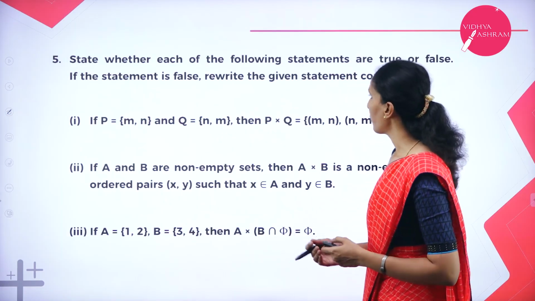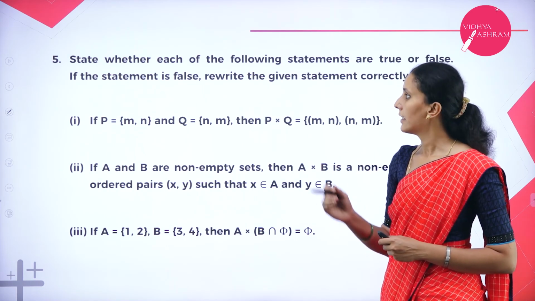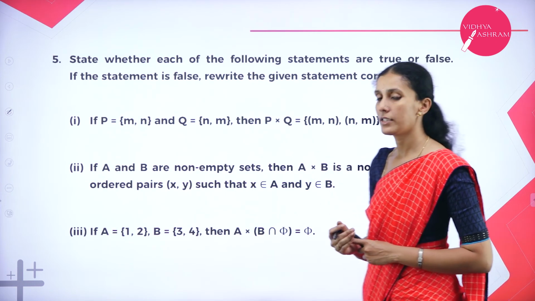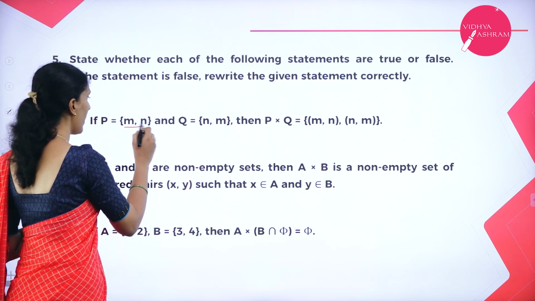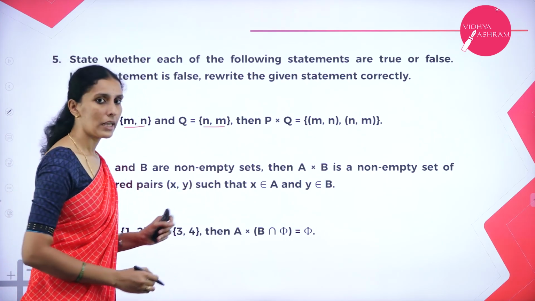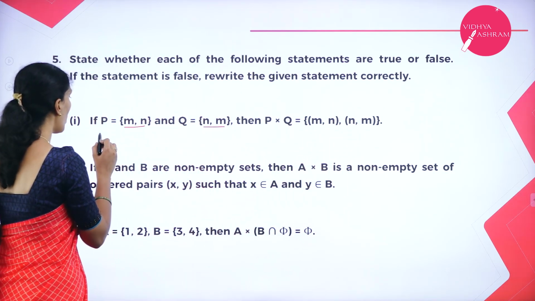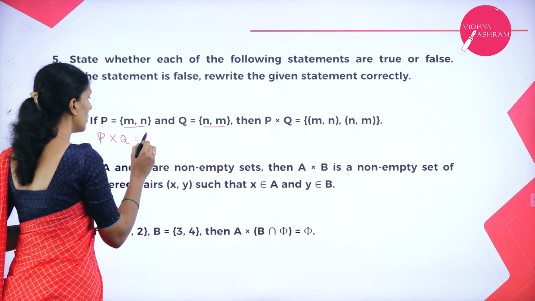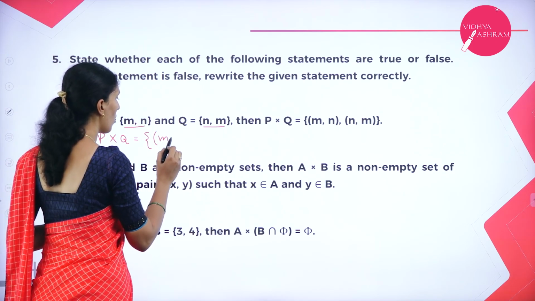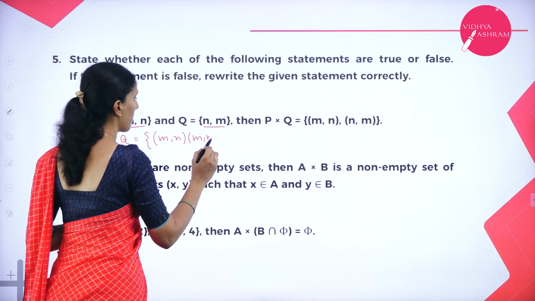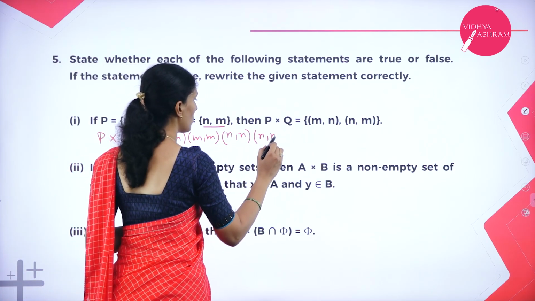Next question. State whether each of the following statements is true or false. If the statement is false, rewrite the given statement correctly. So what is my first statement? If P is equal to {m, n}, Q is equal to {n, m}, then P cross Q is {(m, n), (n, m)}. Let me verify this. So what is my P cross Q? Pair the elements with Q. First element is m: (m, n), (m, m). Next with the second element n: (n, n), (n, m). That's all.